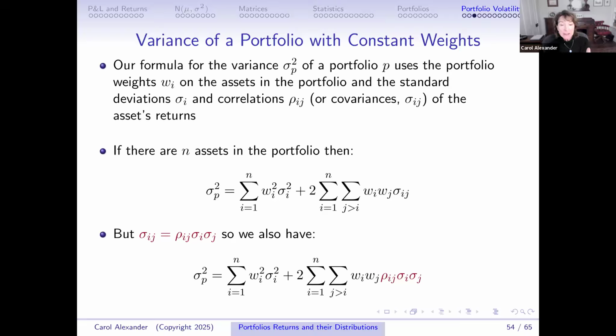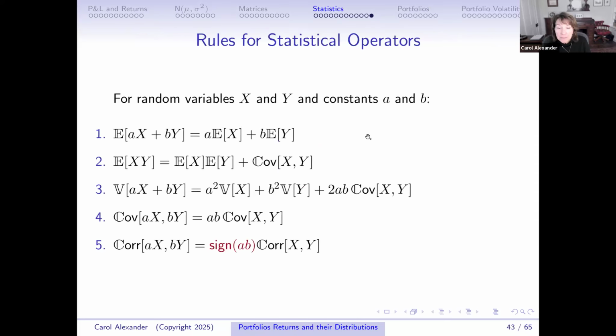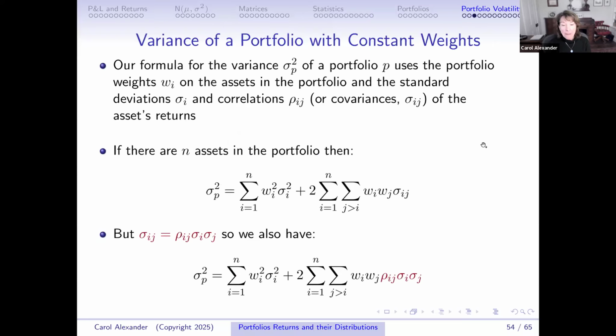With the covariances, it's going to be the sum of the squared weights times squared standard deviations. In other words, the squared weights times the variances, plus 2 times the sum of the weighted covariances. And this goes back to, remember the end of statistics? We did this. So it's rule 3. That rule is what I'm using here for the portfolio volatility.